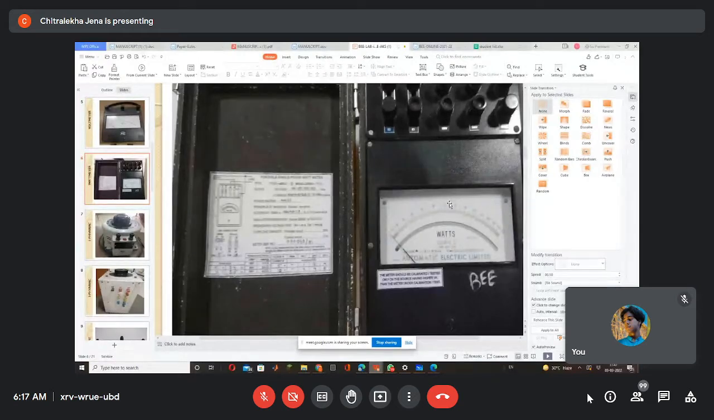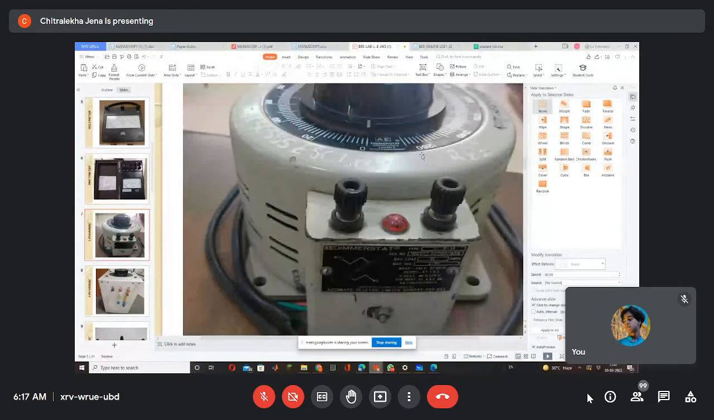Why we are multiplying the multiplying factor, we will discuss. Don't worry now. So this is the instrument.